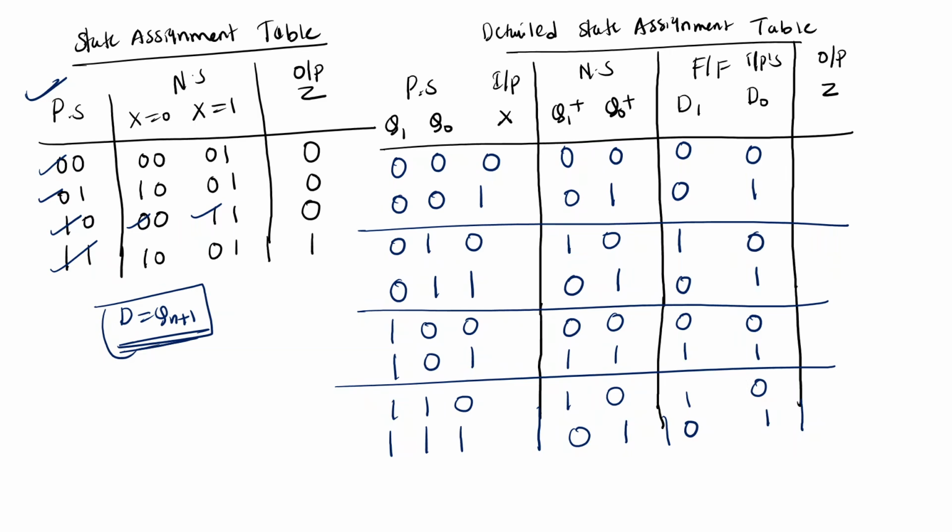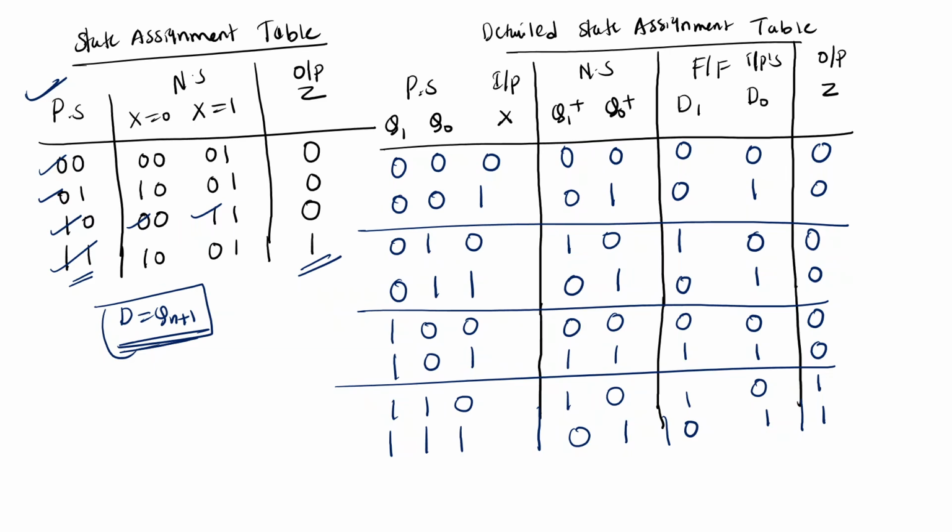And Z outputs, here anyway you'll get 0. Here you will get 0. But at last, you'll get two ones. Why? Because for present state 1, 1 with x equal to 0 and x equal to 1, you are getting output equal to 1. Is it fine? This is the state assignment table.